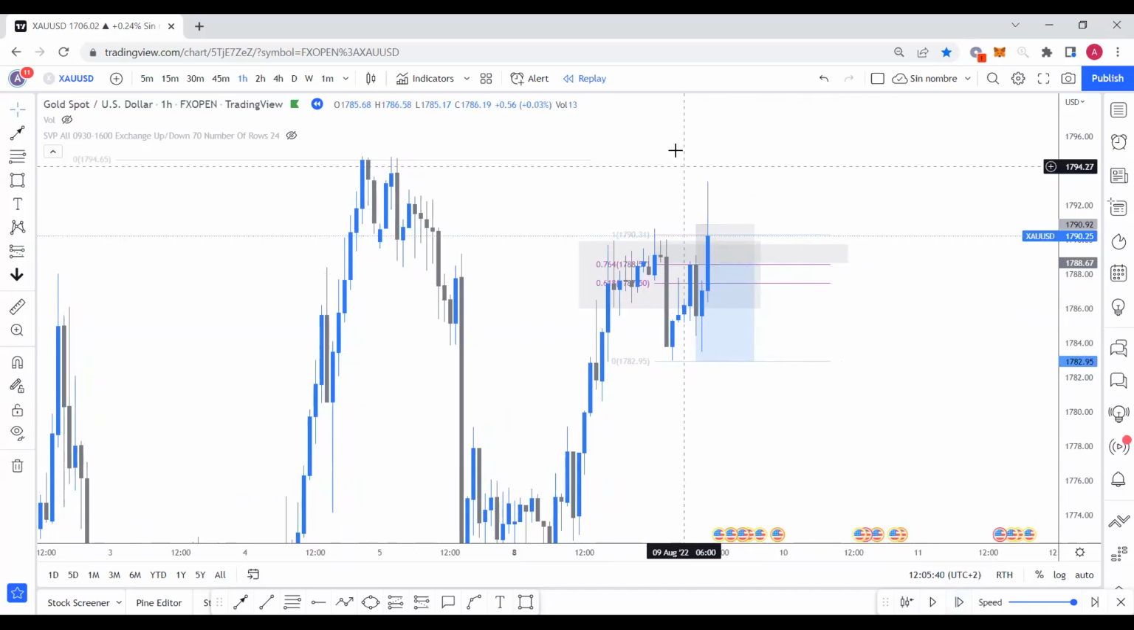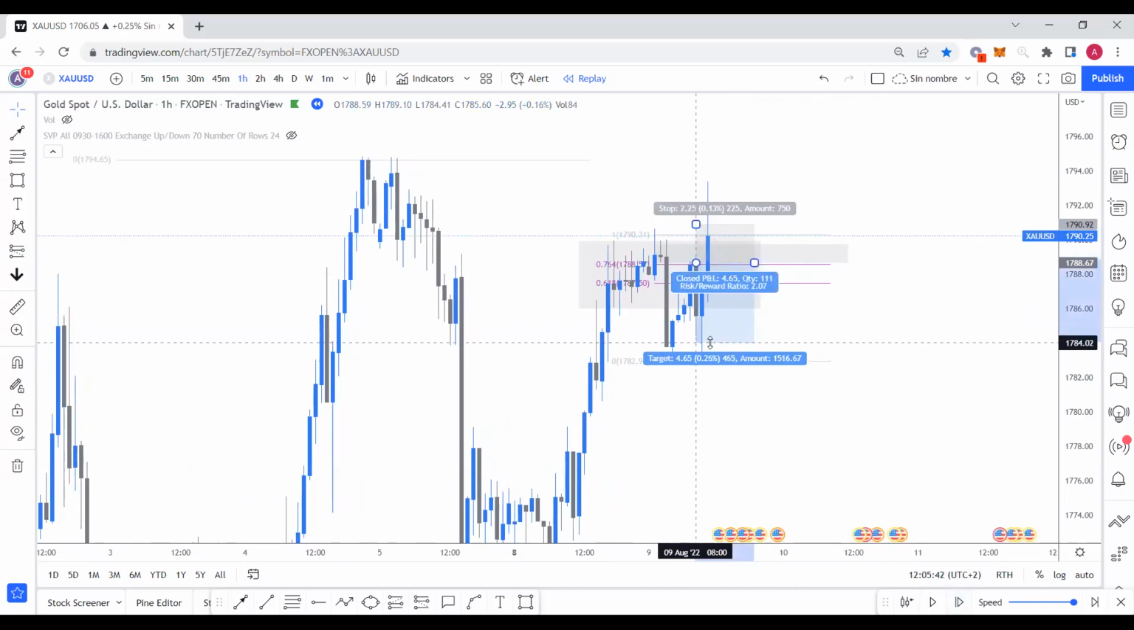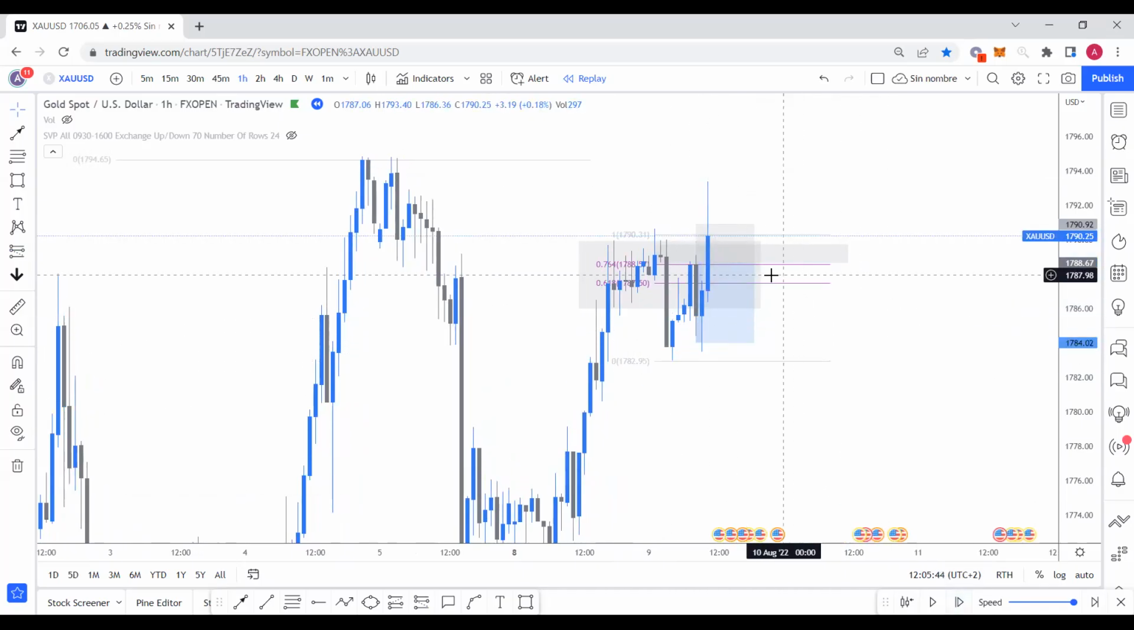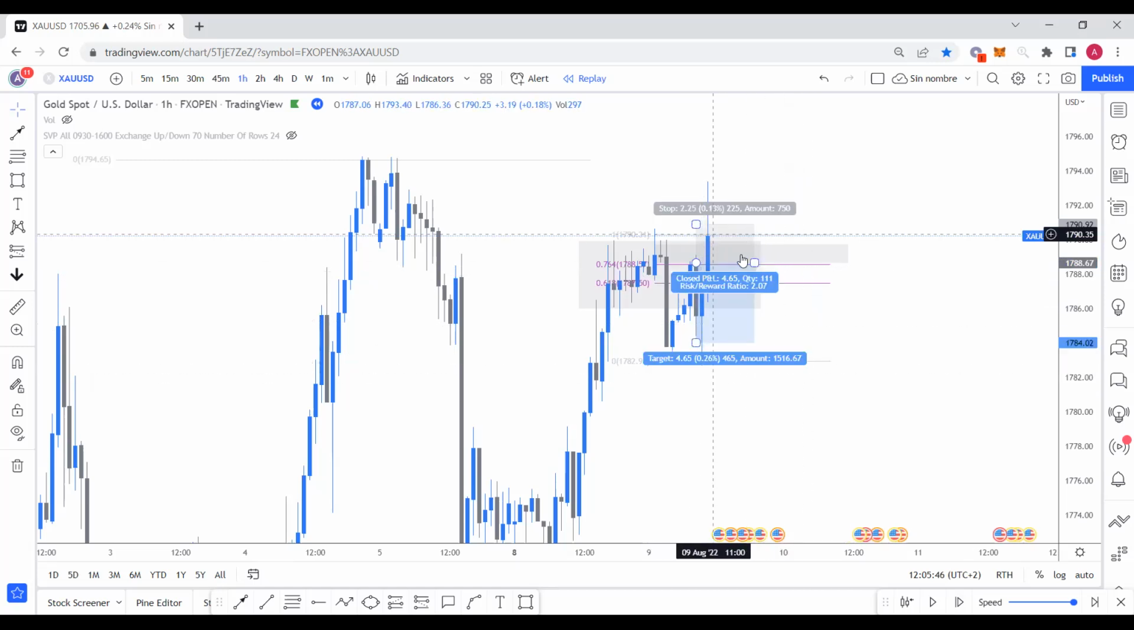In this case, price taps our second take profit, and then it just spikes right back up. But at this point, we already have our trade secured, so we do not care. Price spikes back up.